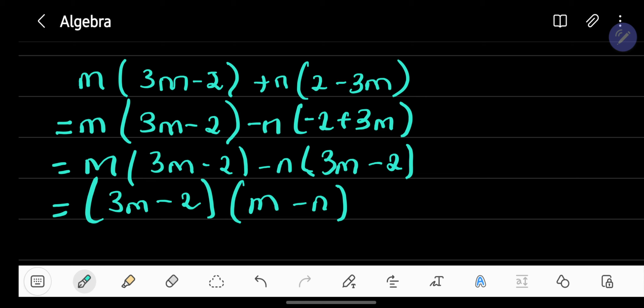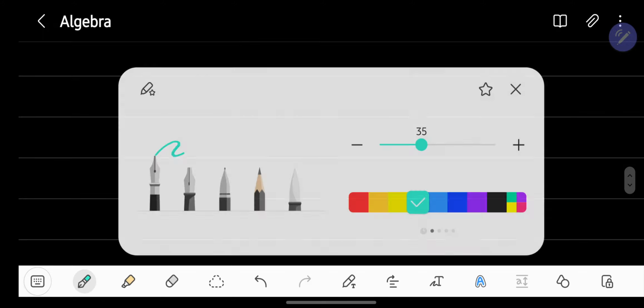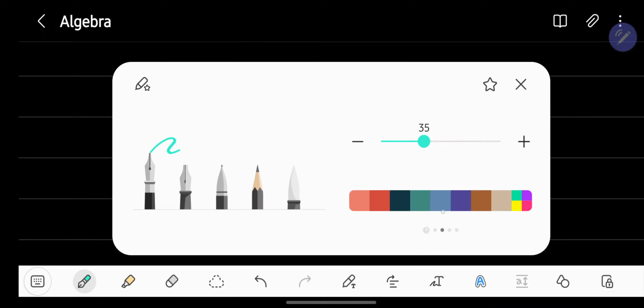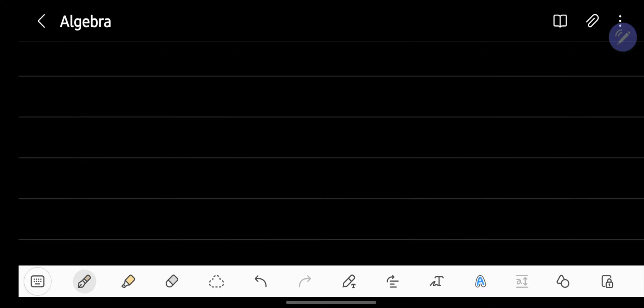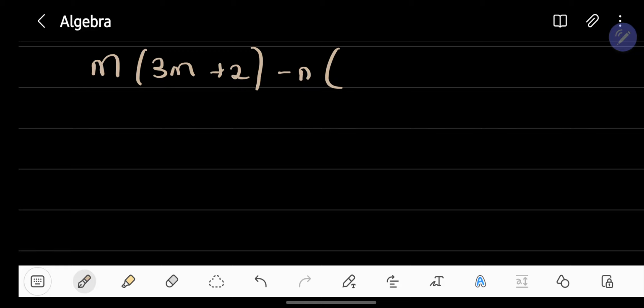Okay, so quickly, let's go to something that looks like it needs a sign change, but the truth is that it does not need a sign change. Okay, so let's take m into 3m plus 2 minus n into 2 plus 3m.